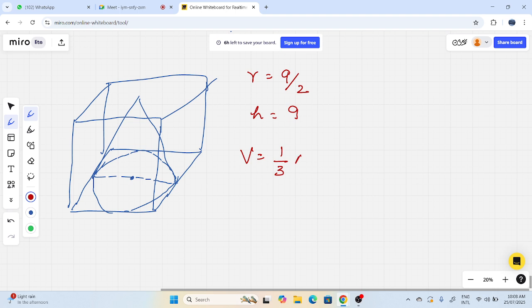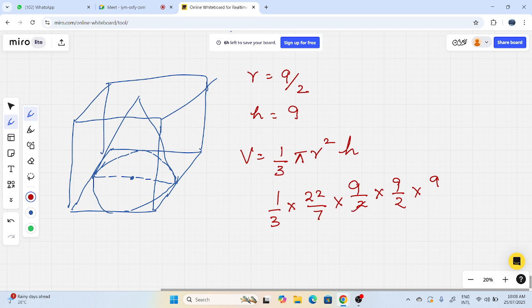So what is the volume of cone? 1 by 3 pi r square h. 1 by 3 into pi. They asked us to take anything, they did not ask us, so I will just go with 22 by 7. So 9 by 2 into 9 by 2 into 9. Right? So 2 and this is 11. 3 3s are. Anything else? 7? No. 30.